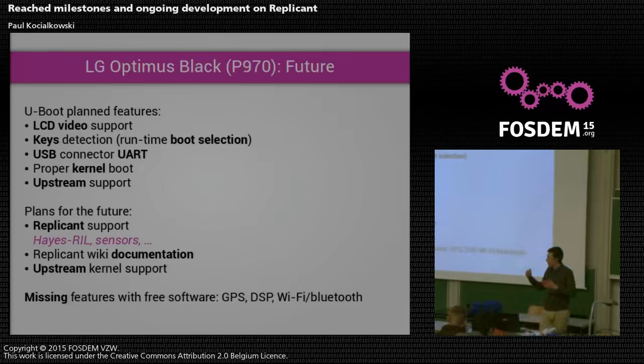And it's not all that great though, because some features will still be missing with free software, especially GPS. It's a chip that speaks an unknown protocol that I didn't figure out. The DSP, in that case, is used for video decoding. That's not going to work without non-free software, and Wi-Fi and Bluetooth, the usual.